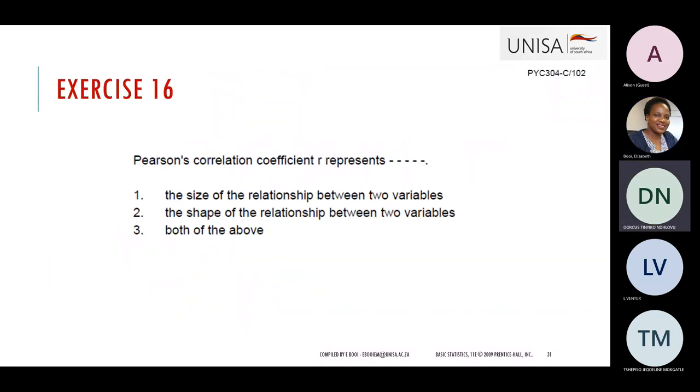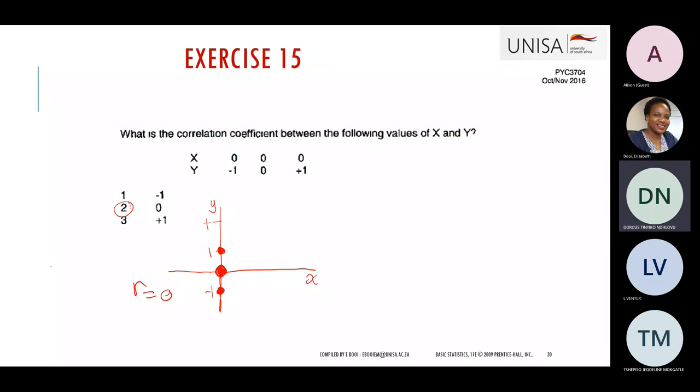Okay, Miss Elizabeth, can you just go back to exercise that one? Can you please explain to me why are we saying it's zero? I'm trying to understand exactly why are we saying it's zero. What makes it to be zero? It's the dot, the middle one that makes it to be zero on the straight line.